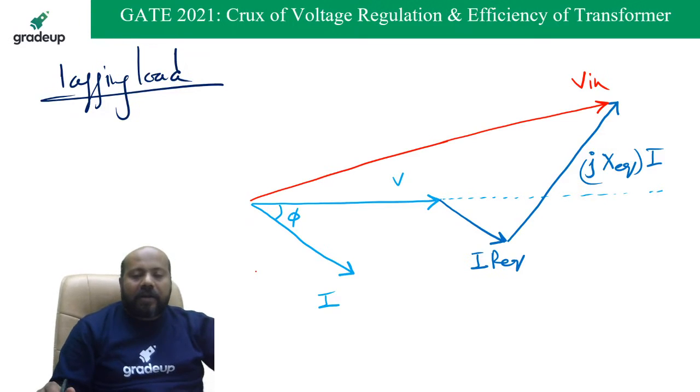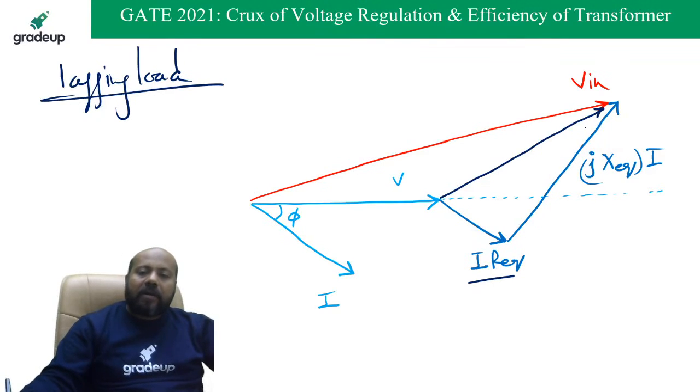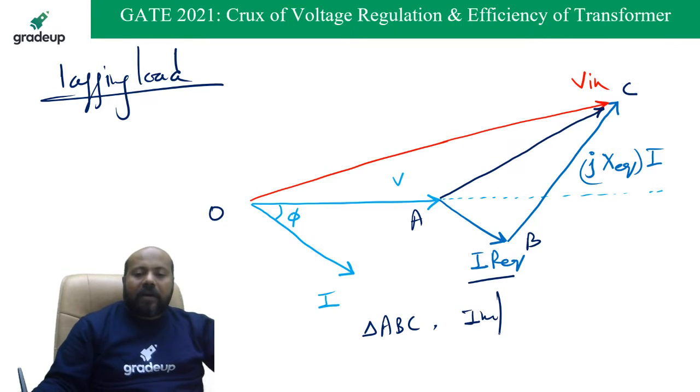I hope you are getting this idea. Now I want you to focus on the impedance triangle. This is going to be IR equivalent, and this is jX equivalent I. So you can understand this. If this is O, this is A, this is B, this is C, then triangle ABC is going to be the impedance triangle of the transformer.